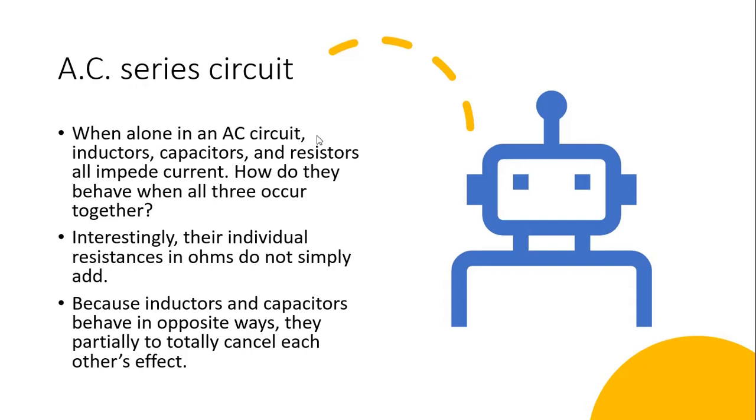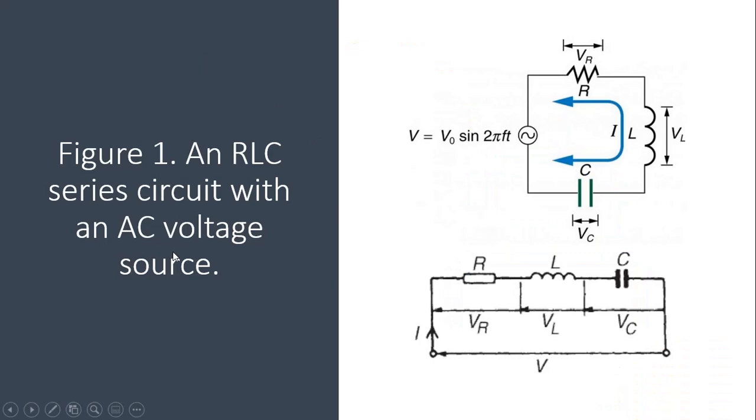Interestingly, the individual resistance in ohms do not simply add up, as we have seen the other time. Why do they not add up? Because they are phasors. There's an angle between them, so they do not just add up, they are phasors. So we take the phasor sum. Because inductors and capacitors behave in opposite ways, they partially or totally cancel each other's effect when they are both in the circuit.